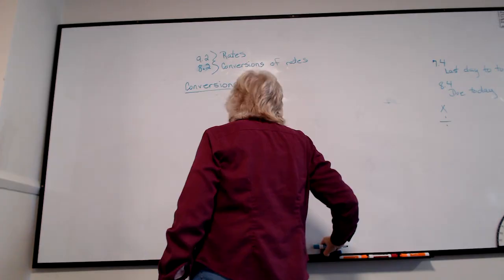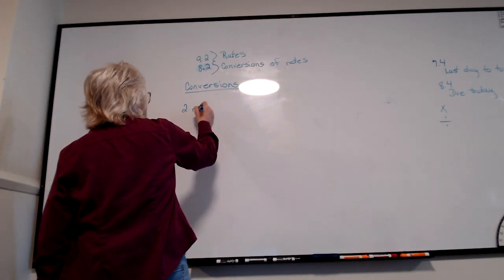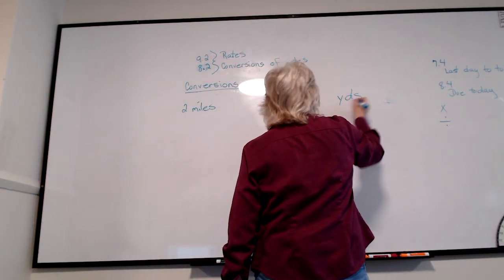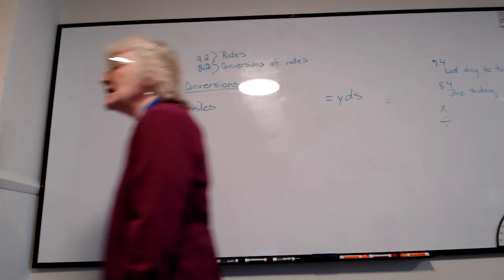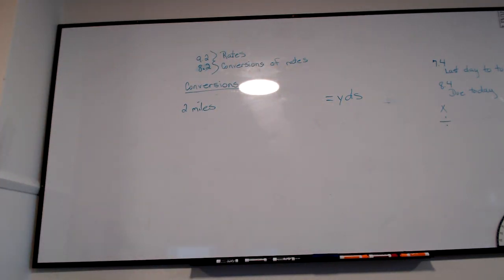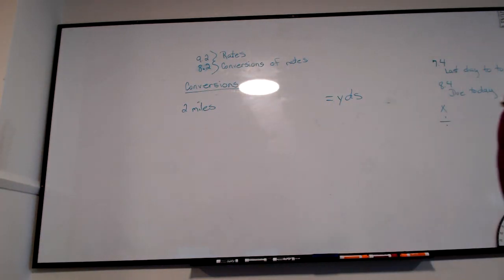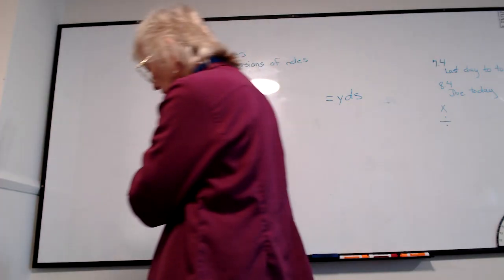Okay. I want to take 2 miles and find out how many yards it is. We can do this all in one step. We can do this because right now we want to figure out how many yards it is. We need to know some conversion rates. I will guarantee you that you will never find a conversion rate that goes to yards. It will never tell you how many yards. But there is one conversion rate that we know.